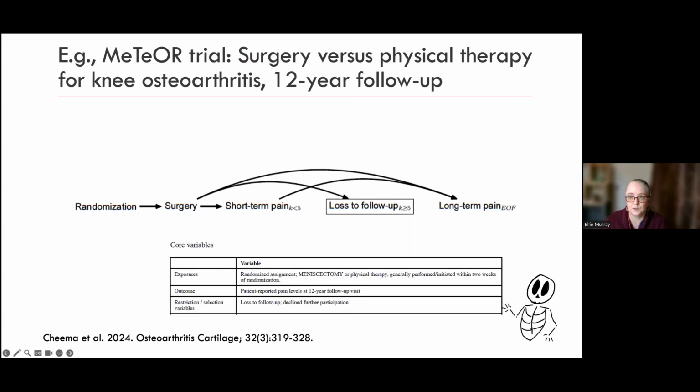Here's an example from the METEOR trial, which is a trial of surgery versus physical therapy for knee osteoarthritis. With this trial, the original follow-up time was 5 years, and then they wanted to do a 12-year follow-up study. They asked me to help with designing this, to think through various causal problems that could have arisen between the original end of this trial and the new trial. And in thinking about the core variables of this study, we have two different exposures.